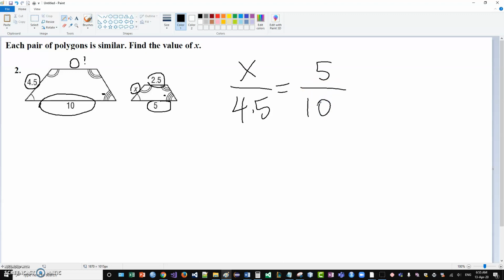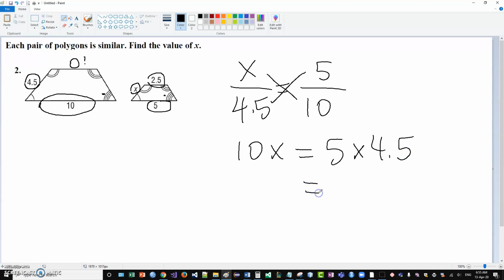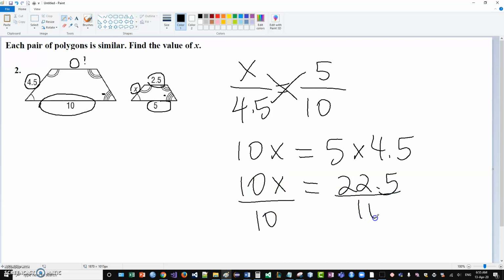Now cross multiplication: 10x equals 5 times 4.5, which is 22.5, if I'm not mistaken. Divide by 10. So x equals 2.25. And this is our final answer.